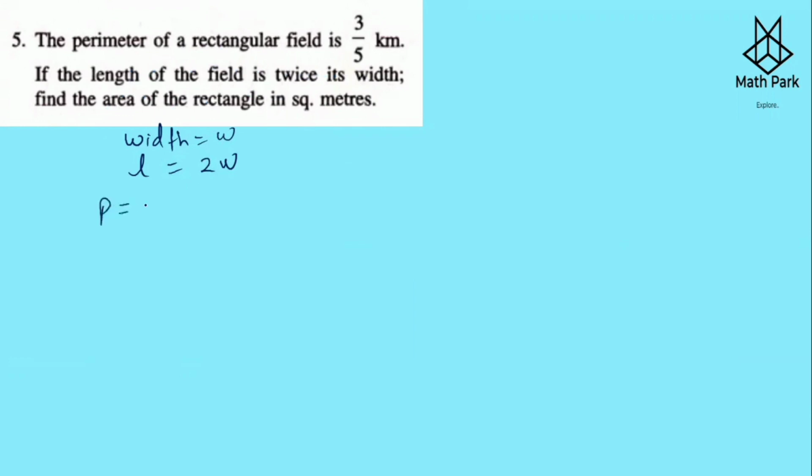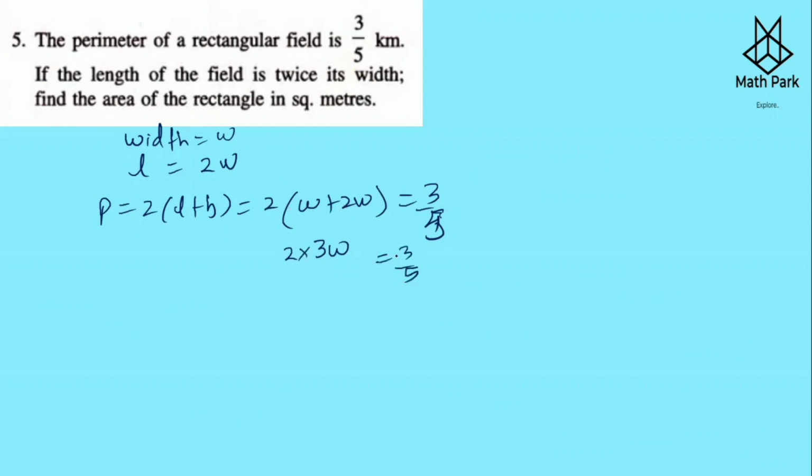So perimeter is equal to twice length plus breadth, which is twice W plus 2W, and which is equal to 3 upon 5 kilometer. So W plus 2W is 3W, 2 times 3W is equal to 3 by 5.